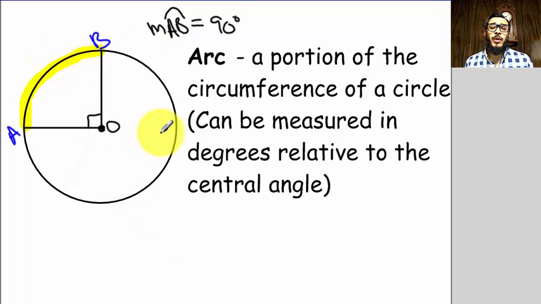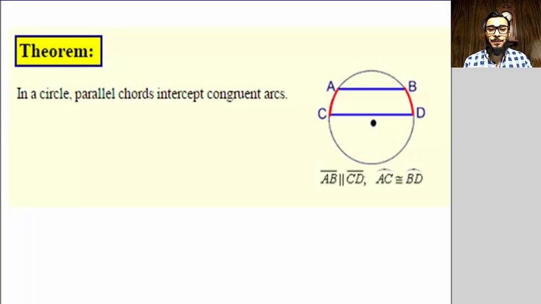You can also think about it this way. The whole circle is 360 degrees, and a quarter of the circle, or a quarter of that portion of the circumference, should be 90 degrees, right? Because 90 degrees is a quarter of 360. All right, so that's what an arc is. A little brief summary on it.